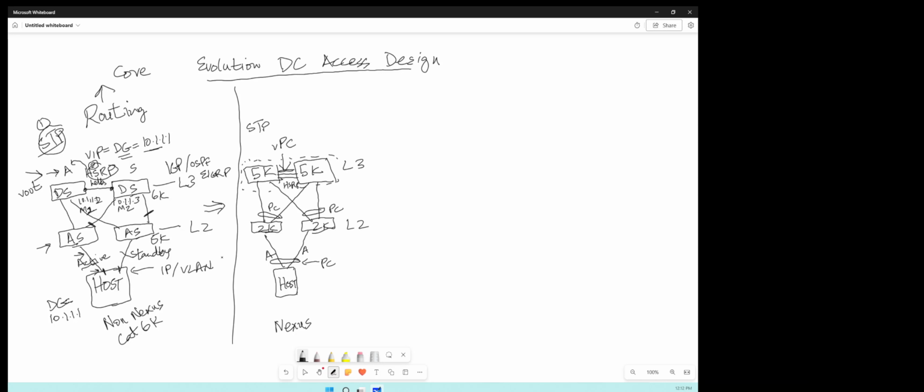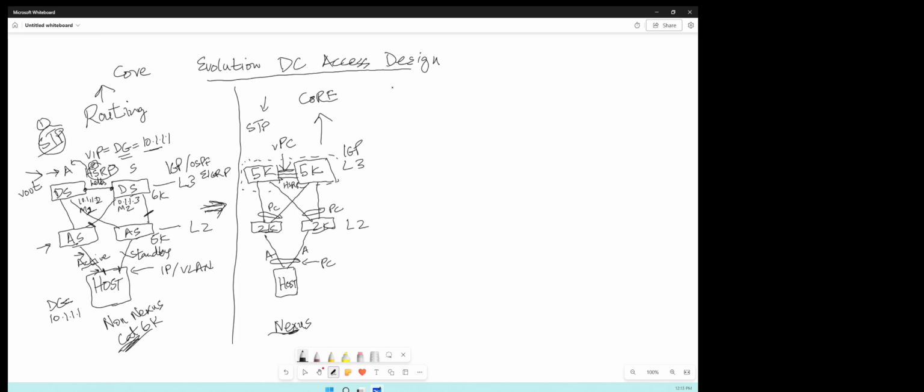But the biggest part that changed from Catalyst to Nexus was the port channeling and VPC. Very, very awesome design. STP was still in the picture, just running in the background. And then again, your HSRP and L3, where your IGP is talking to the core right here, core firewall or whatever you want, routing. So that's your Catalyst to Nexus with port channeling design.